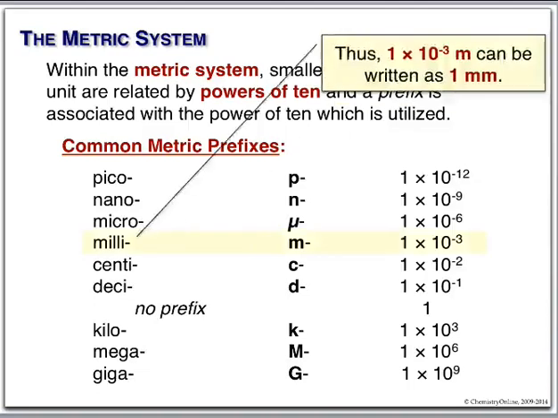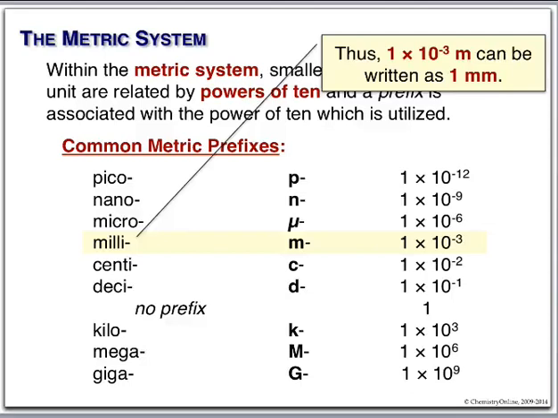For example, if we have a millimeter, so a meter is this long, milli is shorthand, abbreviation of M, for 10 to the minus 3. So what this really is 1 times 10 to the minus 3 meters. And you write this shorthand as simply millimeter. 10 to the minus 3 meter.